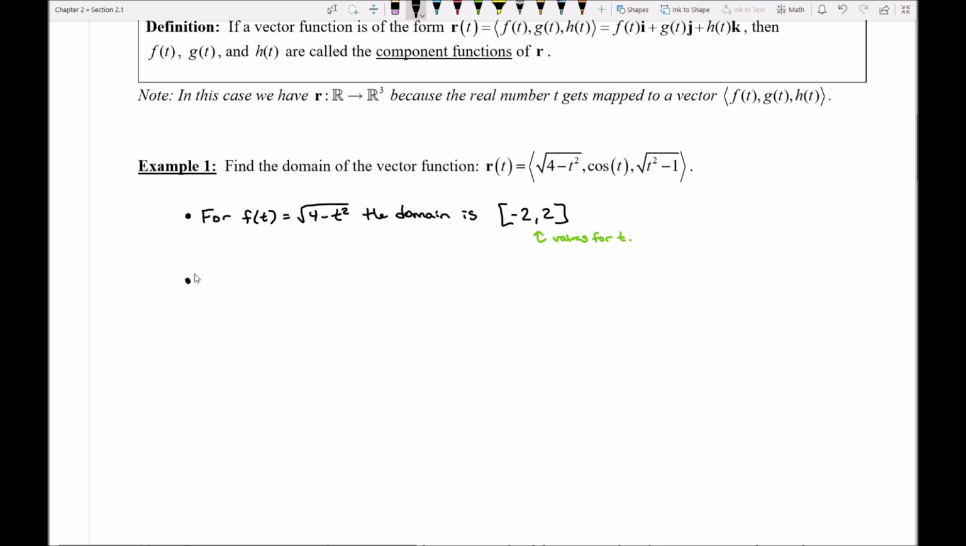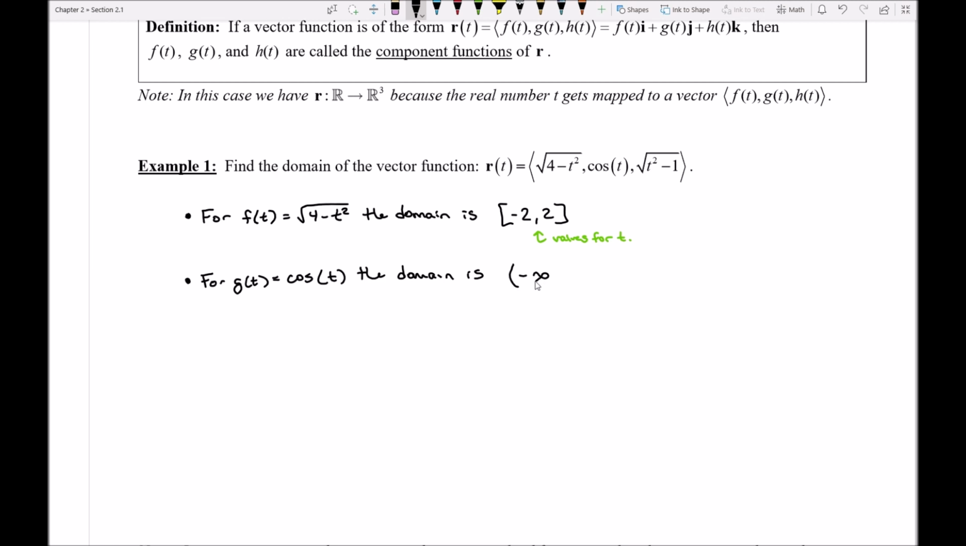Now let's continue to do this for each of the individual components of our vector function, and then we'll try to figure out what the domain would be for the entire vector function. Okay, so let's see. For g of t, which is the cosine of t, the domain is, well, here the domain's pretty easy because I know that the cosine graph is nice and continuous, right? There's no holes, gaps, jumps, vertical asymptotes, anything weird like that.